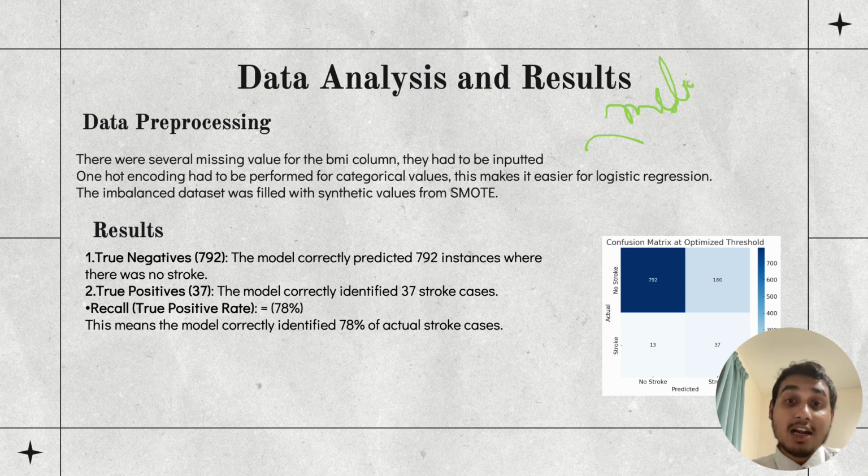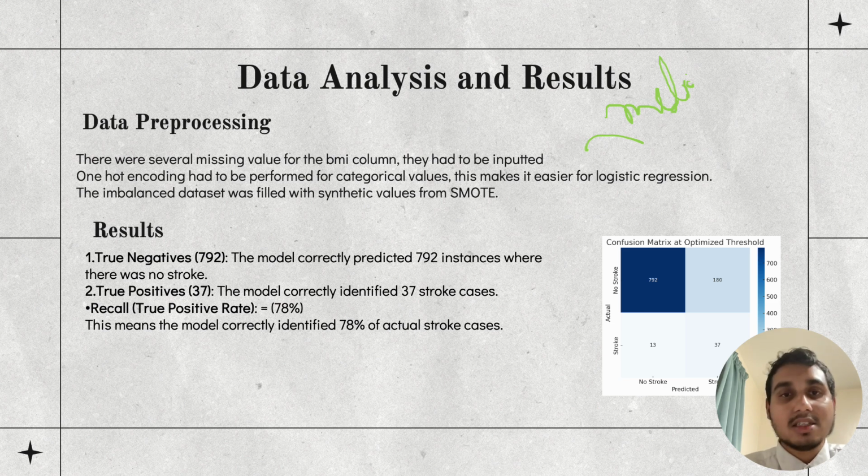Now, the unbalanced dataset had to be tackled, and that was done with the synthetic minority oversampling technique, called SMOTE. This generated synthetic copies of the dataset and made it much more balanced. By using a balanced dataset, we were able to make much more accurate predictions than by using an unbalanced dataset.